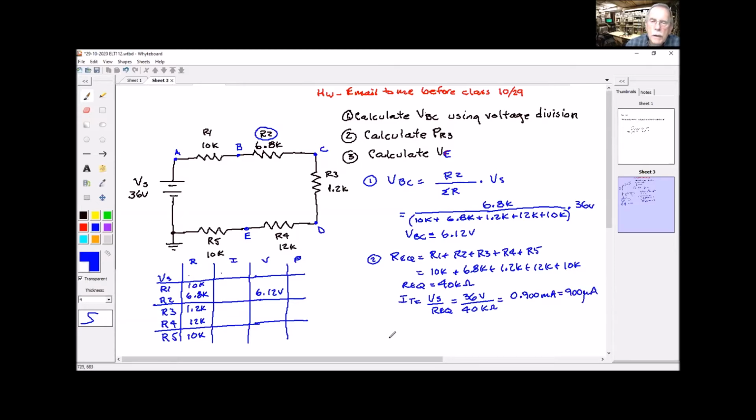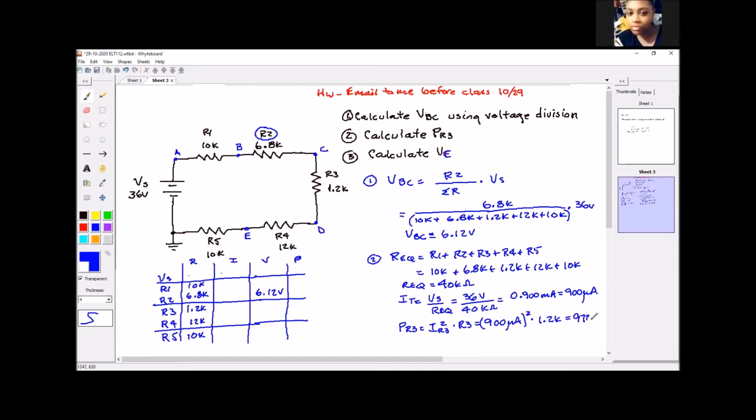microamps. And then P sub R3 is I sub R3 squared times R3. So I've got the 900 microamps squared times 1.2K. And that should work out to be 972 milliwatts.